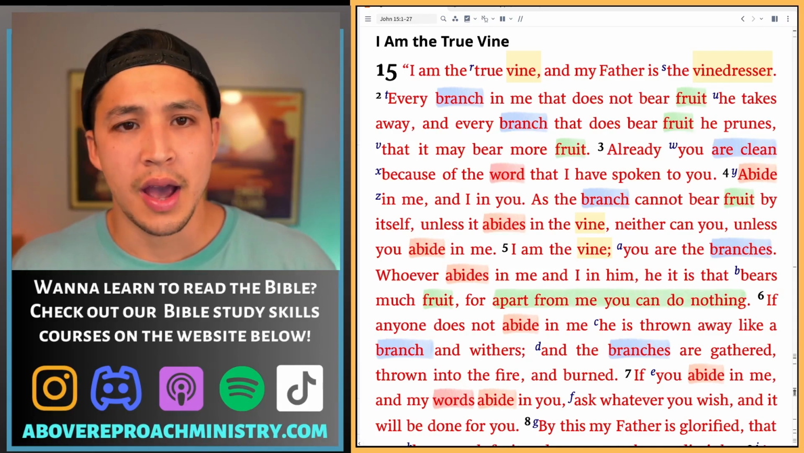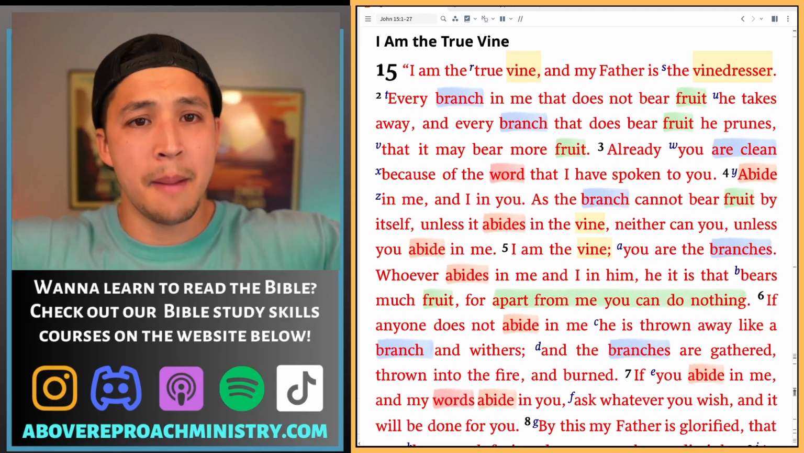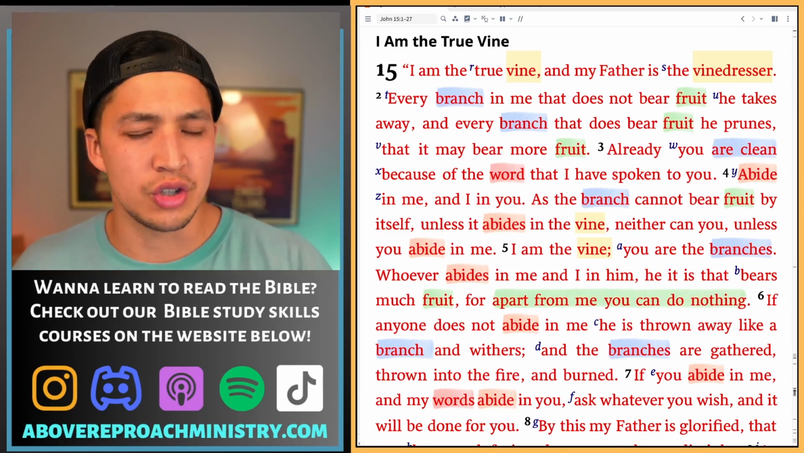So these are the different layers of application or concentric circles. Think of it like that. How does it apply to me? How does it apply to us? And then how does it apply to them, that world that is around me that does not know Jesus?